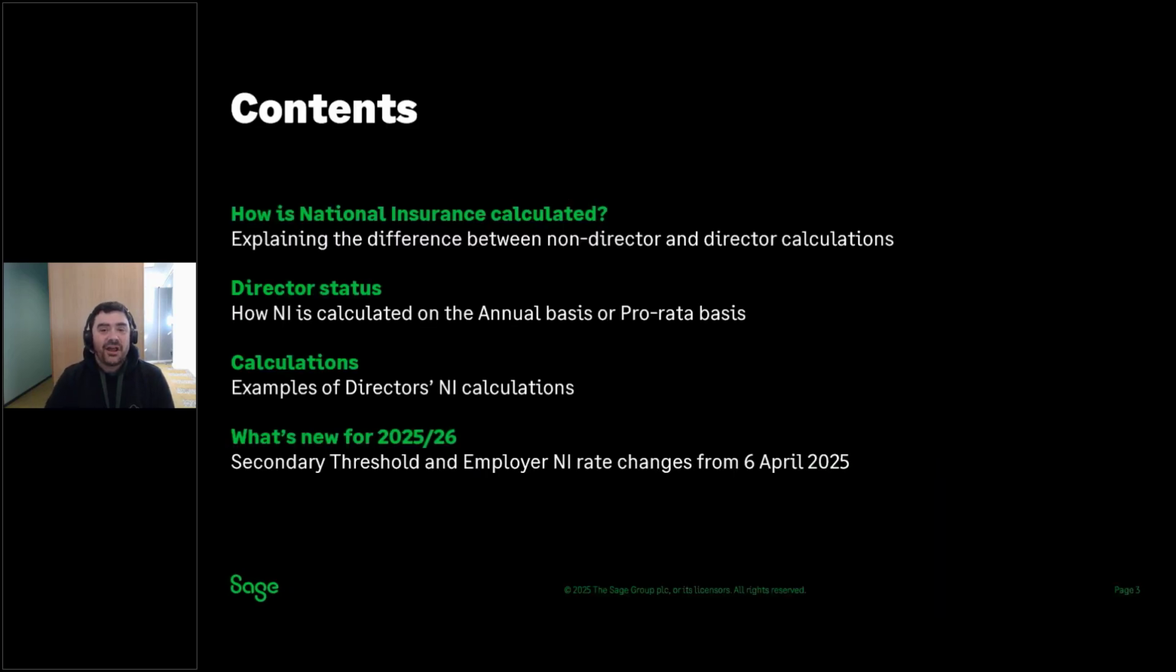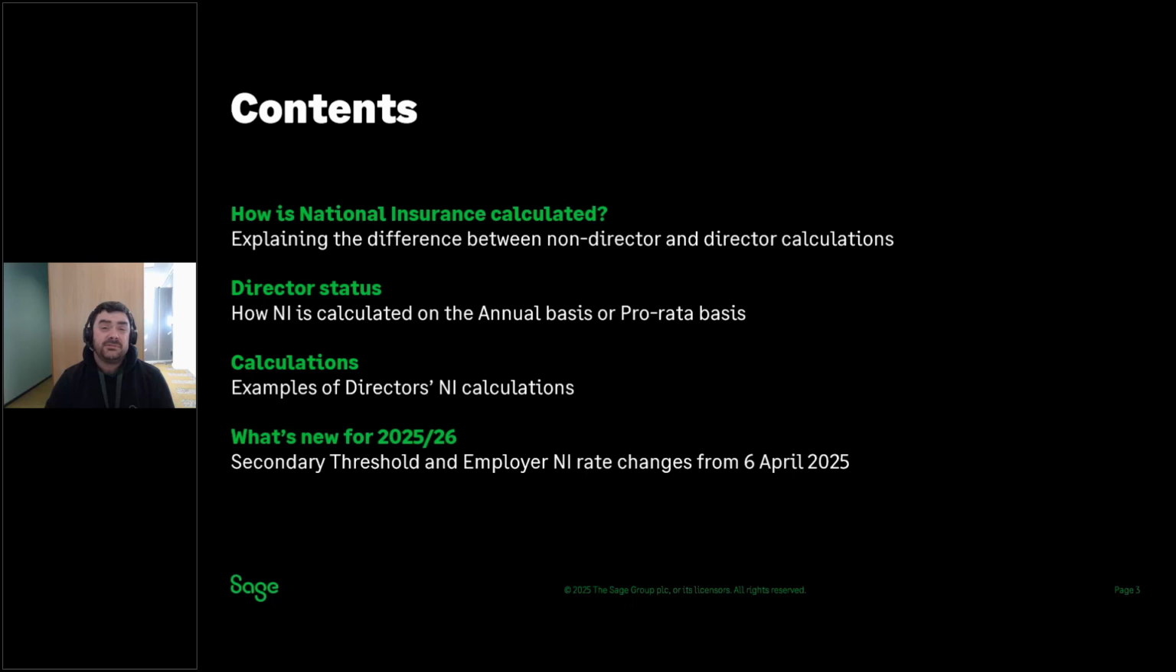Let's now take a look at what we'll cover in the webinar. I'll start with an introduction, explaining how national insurance is calculated and the difference between non-director and director calculations. We're then going to talk about director statuses, which will determine how national insurance is calculated for the director, either on the annual basis or what we call the pro rata basis.